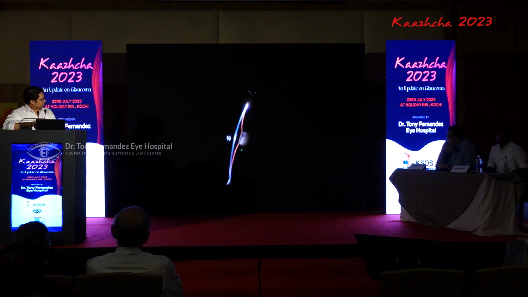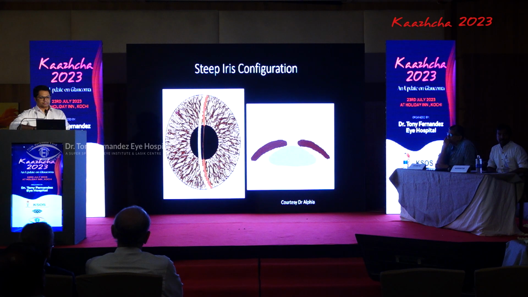Another pupillary block, you can see the iris convexity. Next is a steep iris configuration. This is different from the pupillary block convex iris configuration. Both of them have narrow angles. So if you do a Van Herick's test, both will show a shallow chamber.